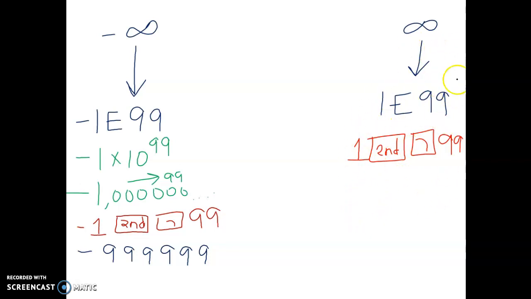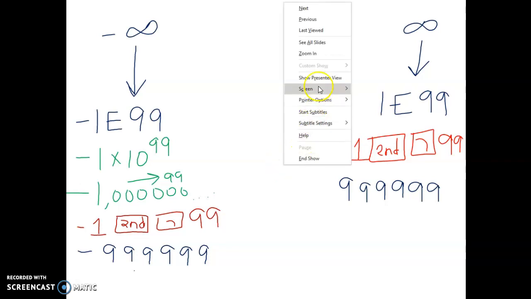Okay, back to over here. We were talking about how to type positive infinity into the calculator. 1e99. We would get there by typing in 1, second, comma, 99. Or you can just enter a really large number. I usually just enter a lot of 9s. But that's how we handle infinity and negative infinity in the calculator.